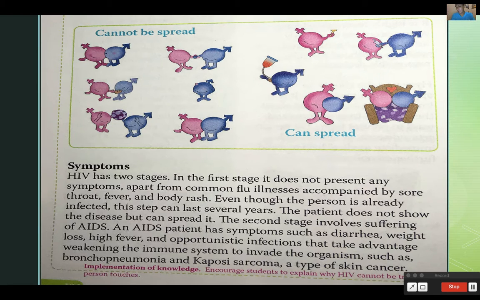Por ejemplo, ahorita que tenemos la pandemia con el coronavirus, alguien que tiene VIH tiene que cuidarse mucho, porque puede ser infectado fácilmente. Y también puede causar enfermedades como la bronconeumonía y el Kaposi sarcoma, que es un tipo de cáncer de piel. Entonces, miren qué delicado es este tema.